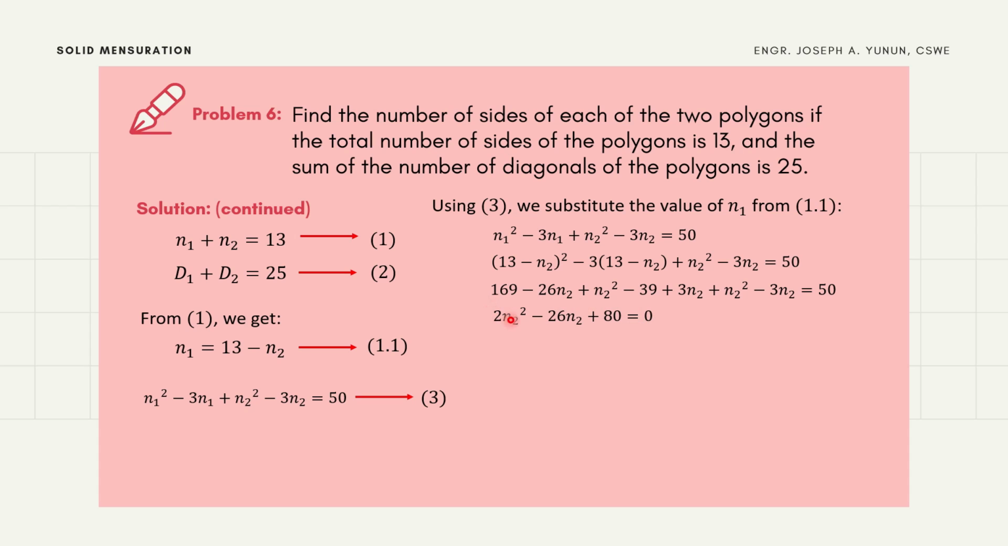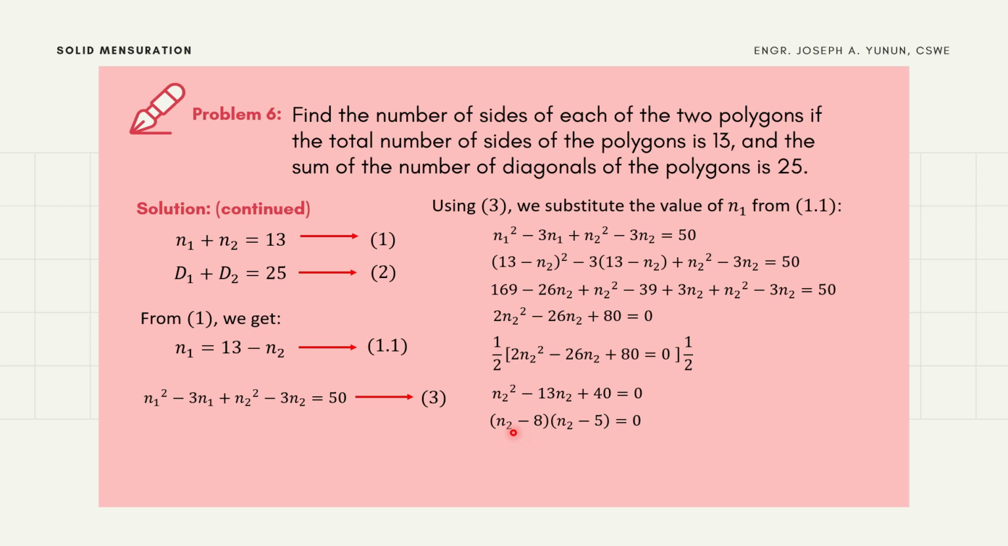Again, this is a quadratic equation, or second-degree polynomial. But look at the constants: this can be simplified by multiplying both sides by 1/2. So you'll get a simplified equation: n2 squared minus 13n2 plus 40. From this second-degree polynomial, you can use the quadratic formula or factoring. I'll just use factoring.